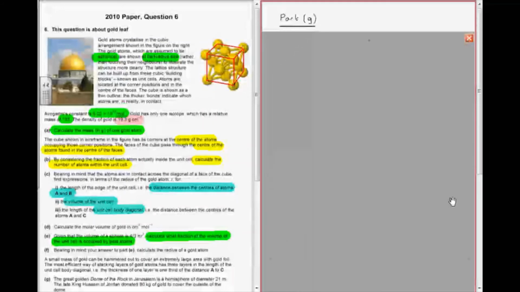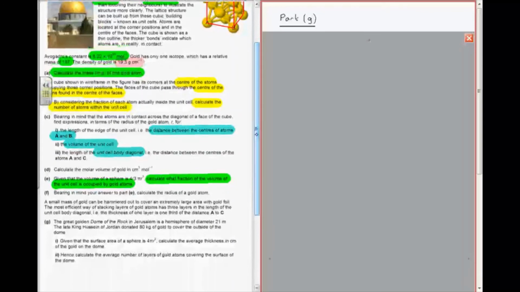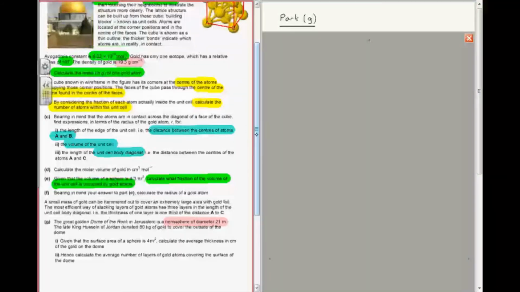Part G of the question goes on to look at the application of gold to the Dome of the Rock in Jerusalem. In the introduction to the question, you are told that the Great Golden Dome of the Rock in Jerusalem is a hemisphere of diameter 21 meters, and that the late King Hussein of Jordan donated 80 kilograms of gold to cover the outside of the dome. In part I of the question, you are asked to use this information to calculate the average thickness in centimeters of the gold on the dome.